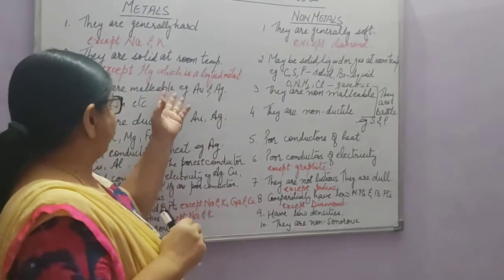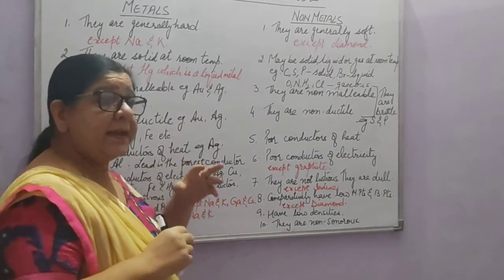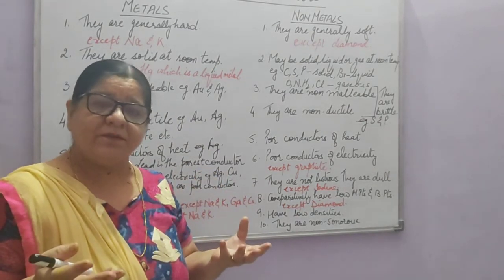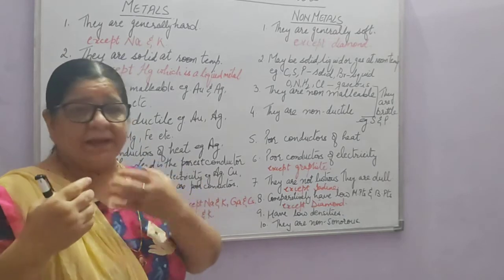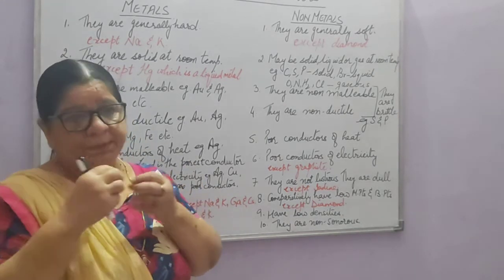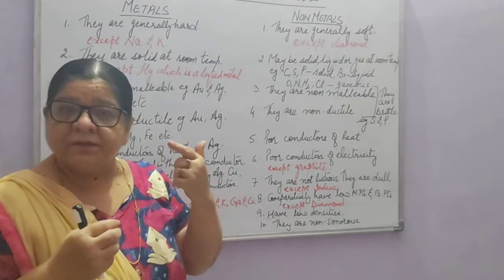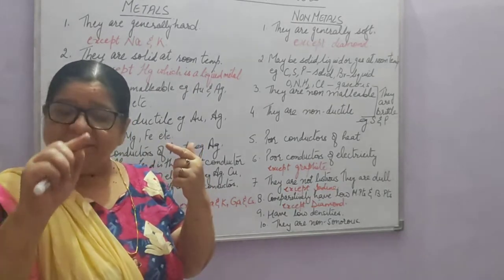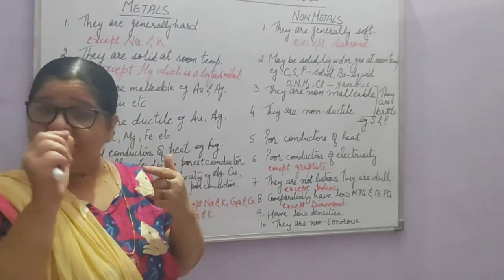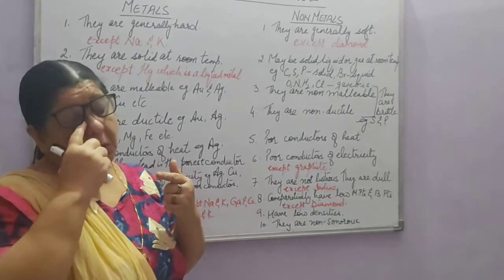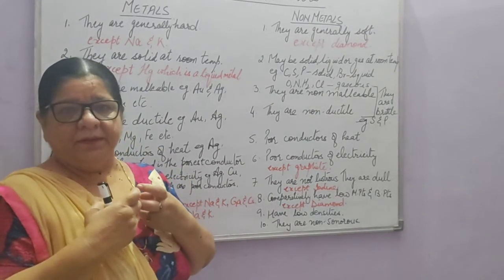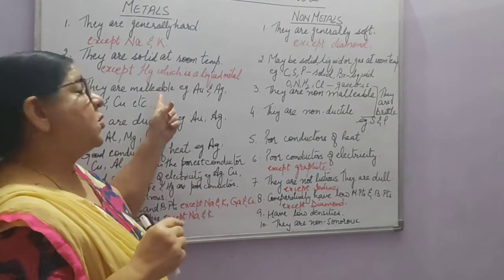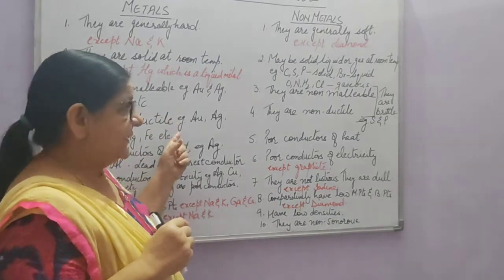That is why, because silver and gold are malleable and ductile, they are used to make ornaments. They can be hammered, so they can be beaten into sheets, they can be beaten into wires. Earrings, right? They are made of very thin wires, or other ornaments which are made. That is because of their property of malleability and ductility.